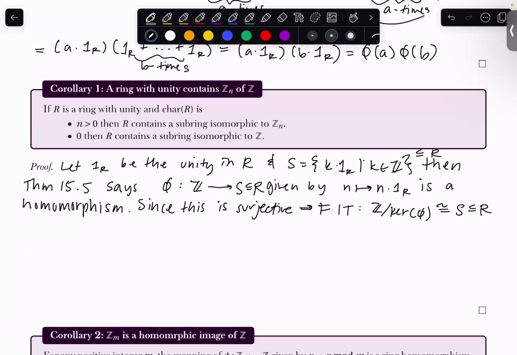Okay, when my characteristic is 0, the goal is to show that this piece is isomorphic to Z, so that I have a copy inside of R that looks like Z. So what would I want my kernel to be in that second case? I want the whole thing to be Z. What can I mod out by? Just give me the same exact set.